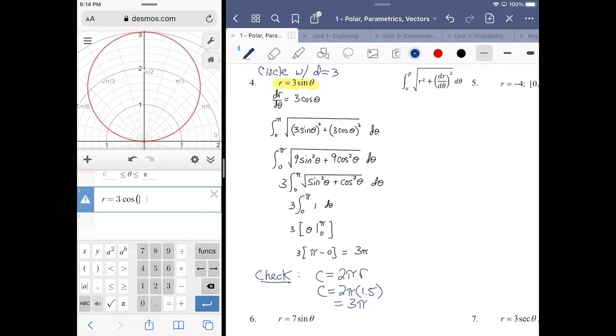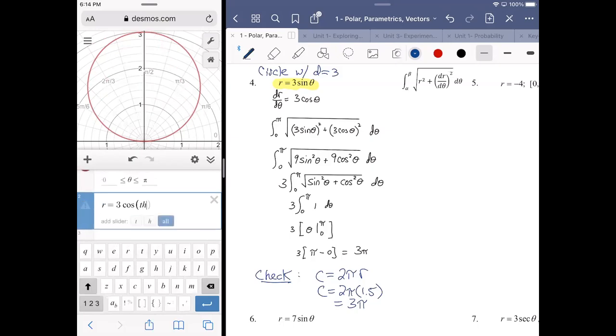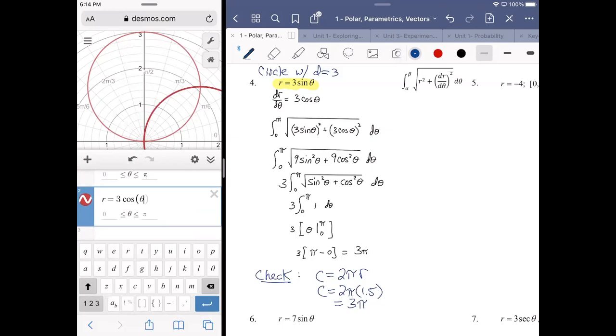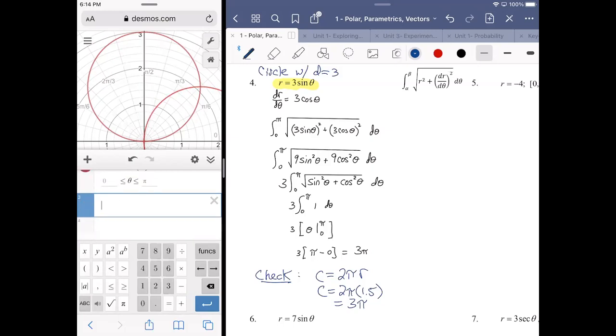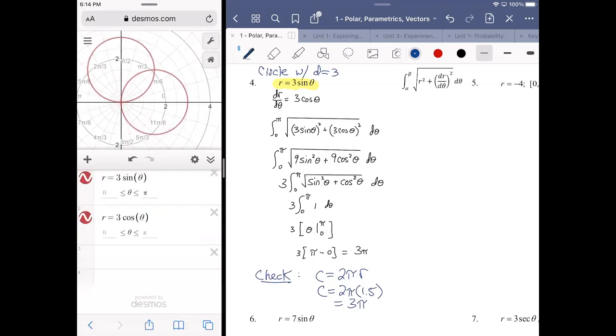Cosine theta. All right, so if a question said 3 cosine theta, you see it's got the same characteristics. Diameter is still 3, just eyeballing that. It's still a circle, it's just symmetric about the x-axis instead of being symmetric about the y-axis. So it's got little twists and turns here, but there are some things that you can hang your hat on. So this is the arc length.